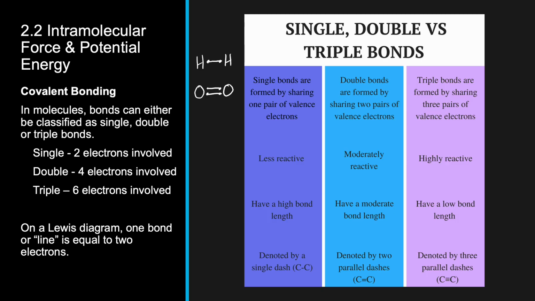And then with a triple bond, that is 6 shared electrons. So something like nitrogen gas. Nitrogen has 3 unbonded electrons, so each nitrogen atom is going to bond out those 3 electrons to another nitrogen atom, and that will give you a triple bond, which is 6 electrons.